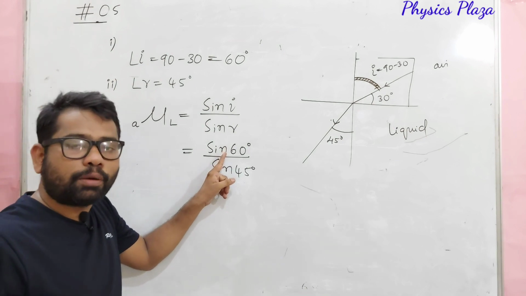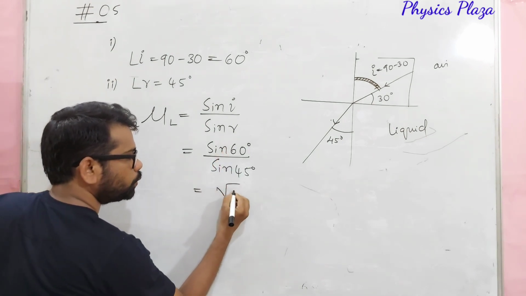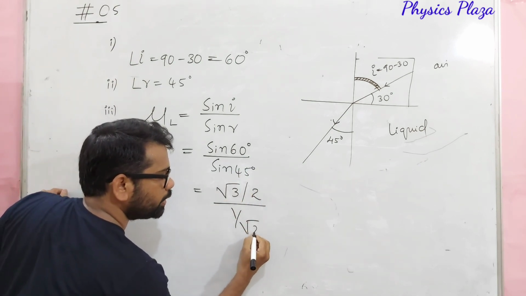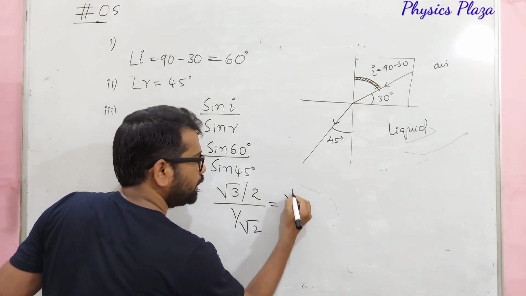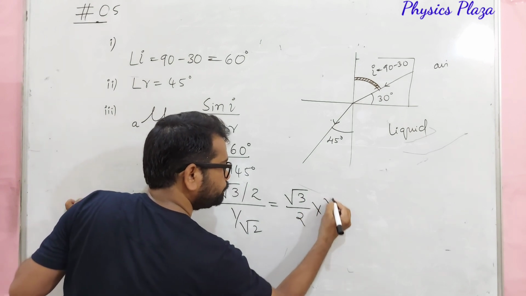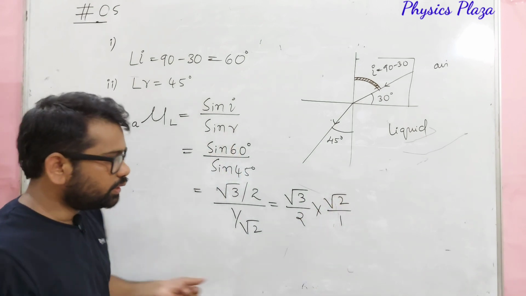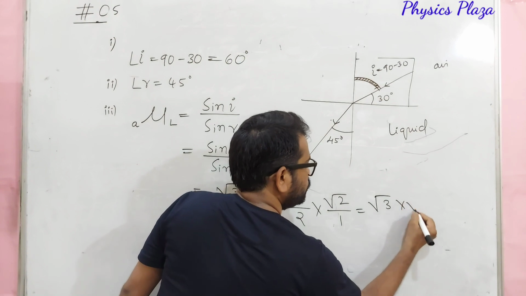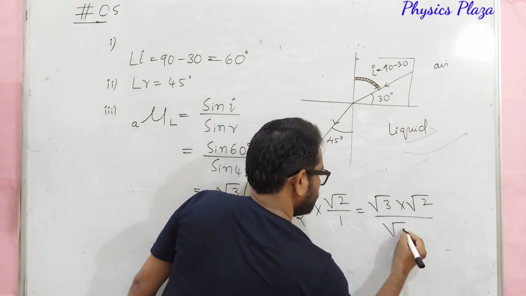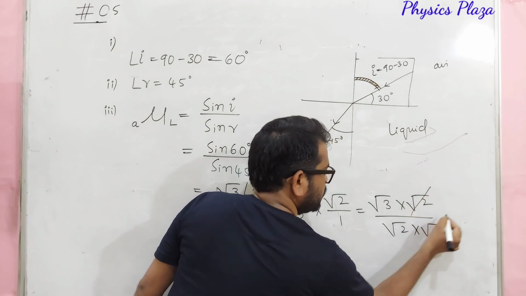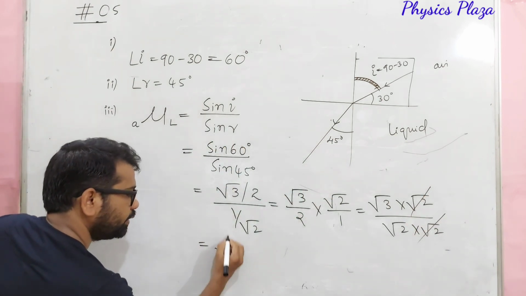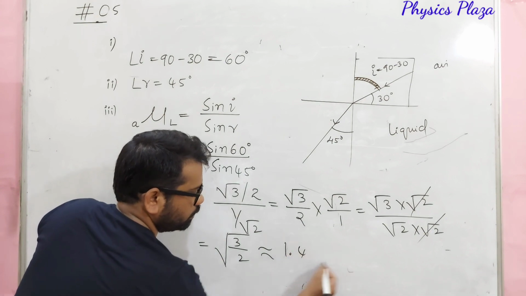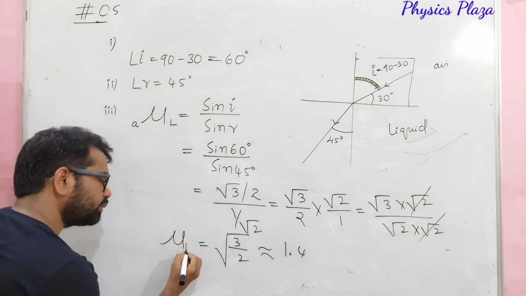Dear children, sin 60 is equal to how much? Root 3 by 2, whereas sin 45 is equal to 1 by root 2. Now if you simplify this, you will get root 3 by 2 into root 2 by 1. Here this 2 can be written as root 2 into root 2. So it is root 3 into root 2 by root 2 into root 2. One root 2 and another root 2 get cancelled. So the answer is root 3 by root 2, or if you simplify more, you get 1.4 something. So this is the refractive index of the liquid.